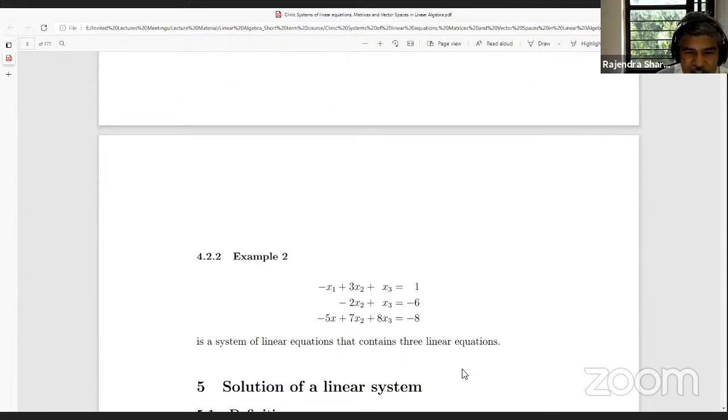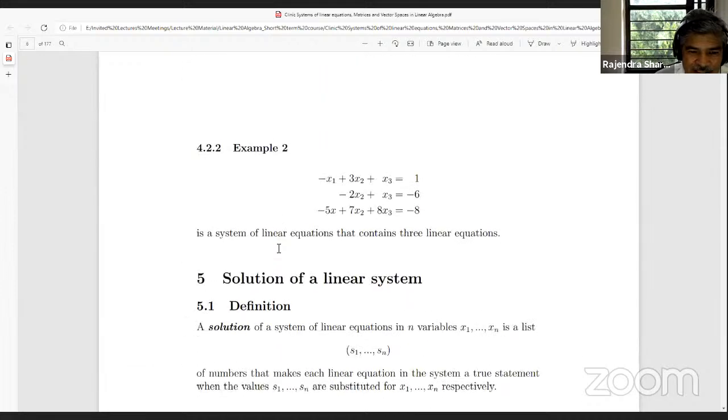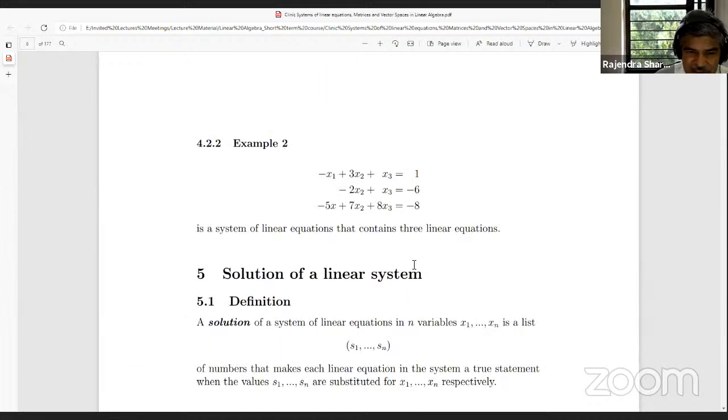Another example, you can have minus x1 plus 3x2 plus x3 equal to 1, minus 2x2 plus x3 is minus 6, minus 5x1 plus 7x2 plus 8x3 is equal to minus 8. I'm sorry, there might still be some typos, although I tried to correct them, and I seek your kind pardon for this, as here x1 is missing in this example number 2, for example.